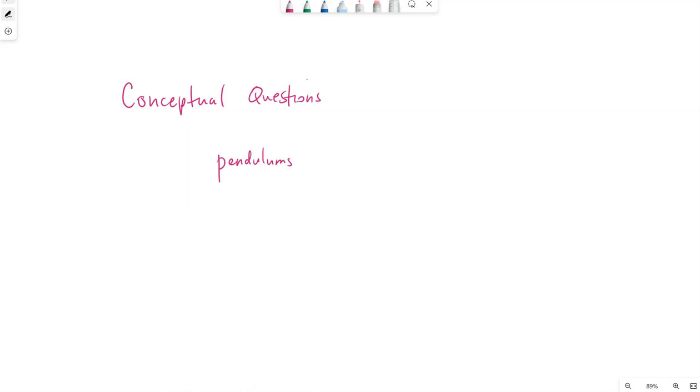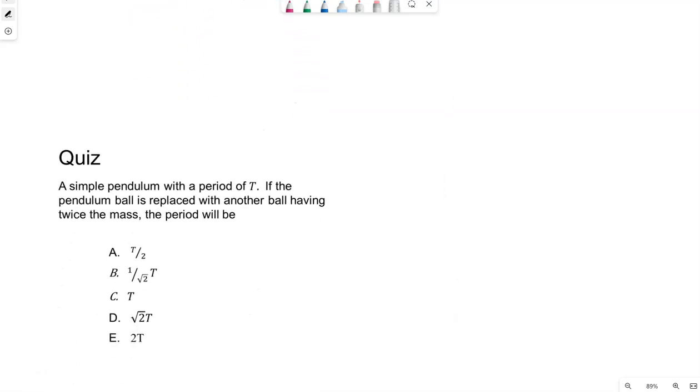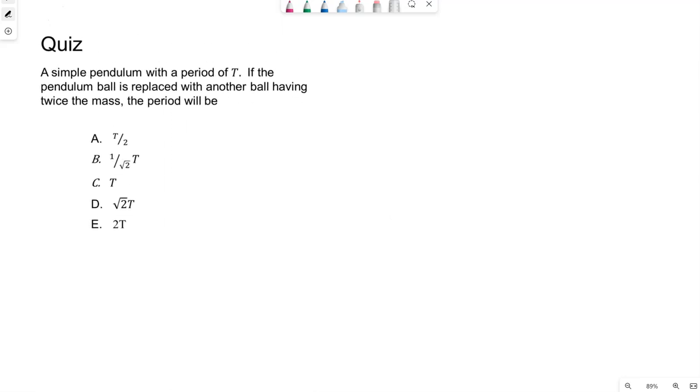So we're going to go through a few conceptual questions regarding pendulums. Again, these are multiple choice, so make sure you answer on your own first, and then watch the solution and make sure you understand the concepts. So the first question right here, what do you think about this?